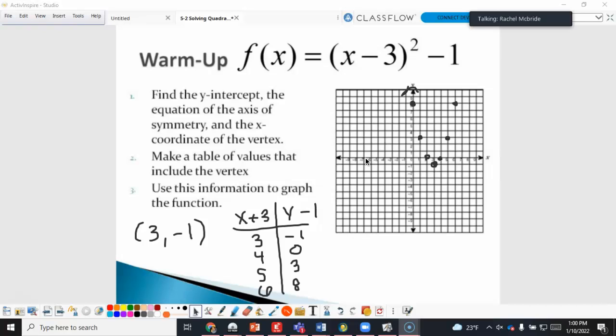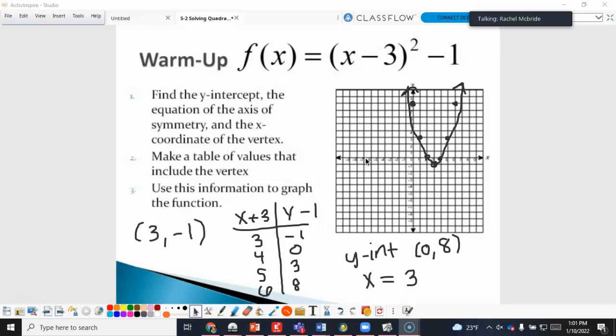So using that information, my y-intercept, once I graph it, is at 0, 8. And again, you could have found that by plugging 0 in for x. 0 minus 3 was -3. -3 squared was 9. 9 minus 1 also gave you 8. So you could find the y-intercept algebraically or graphically. The AOS is the h value, or in this case, x equals 3.